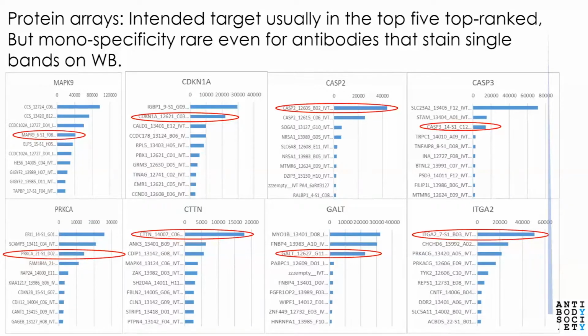So we think that protein arrays are good to obtain evidence for on-target binding, but it's not necessarily easy to interpret the cross-reactivity, which may not be very predictive of what you will obtain in other applications.